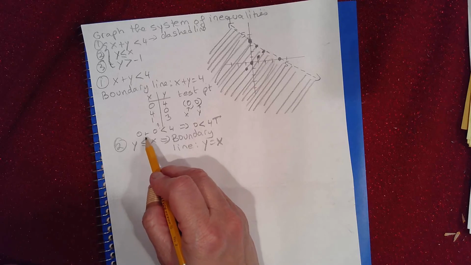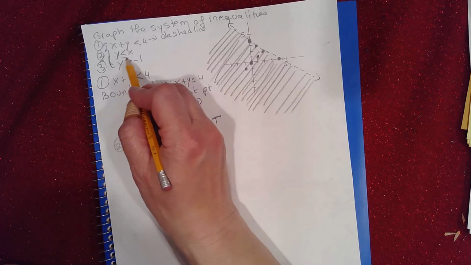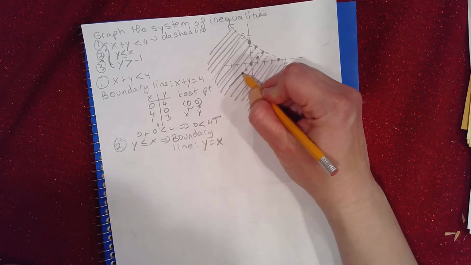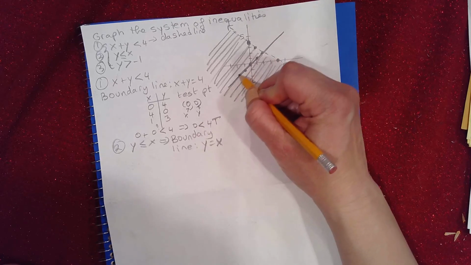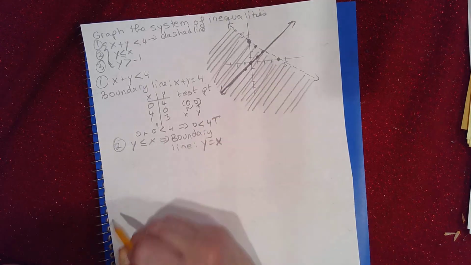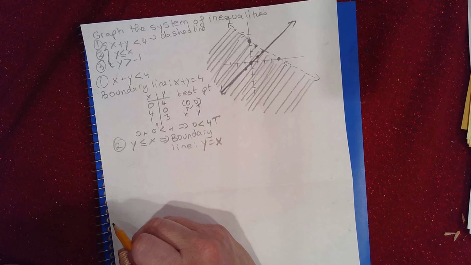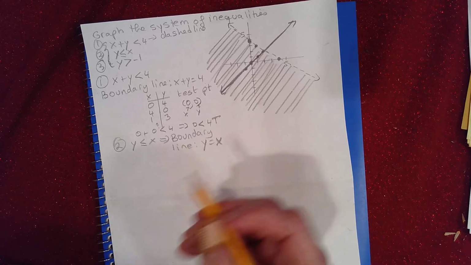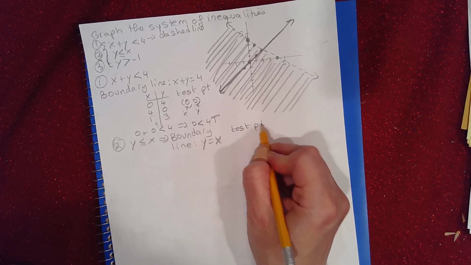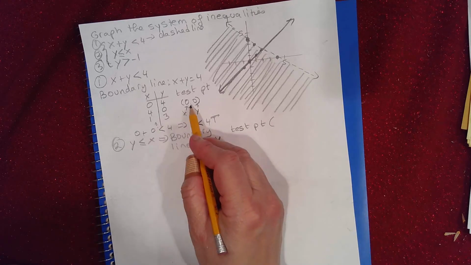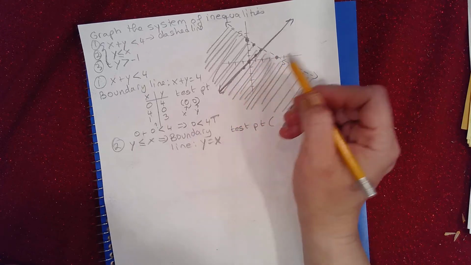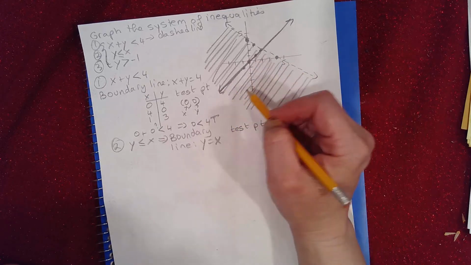Now you realize that the inequality is less than or equal to x, so the boundary line is included in the solution. That's why we have a solid line. Now you want to choose a test point. We cannot use 0, 0 like we did in the first inequality, because 0, 0 is on the boundary line. So we have to use other points.